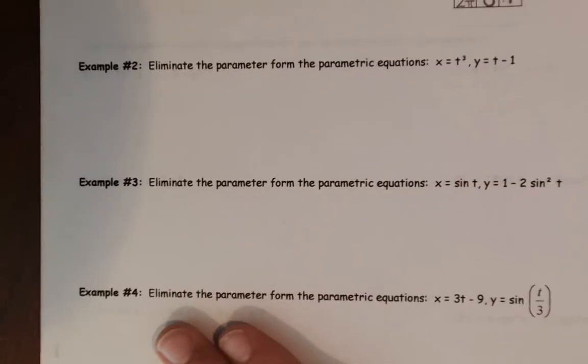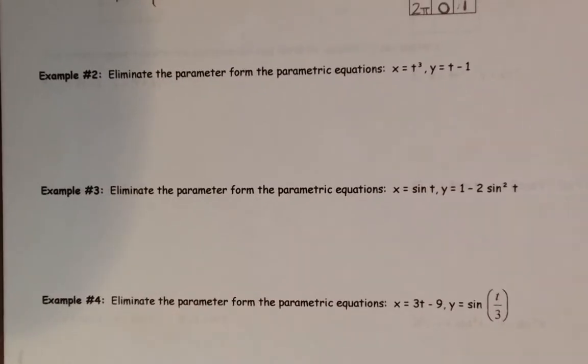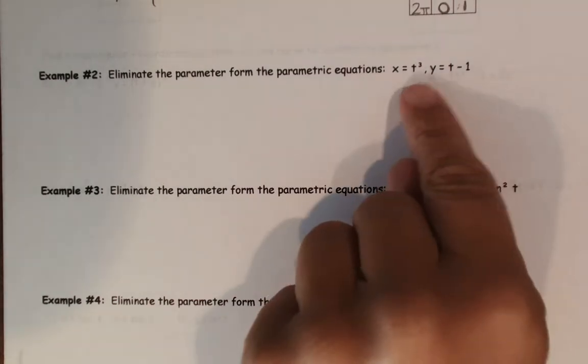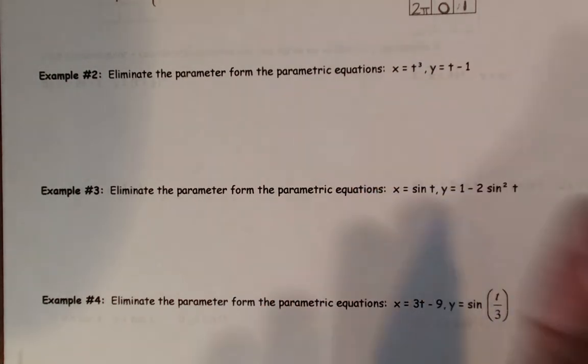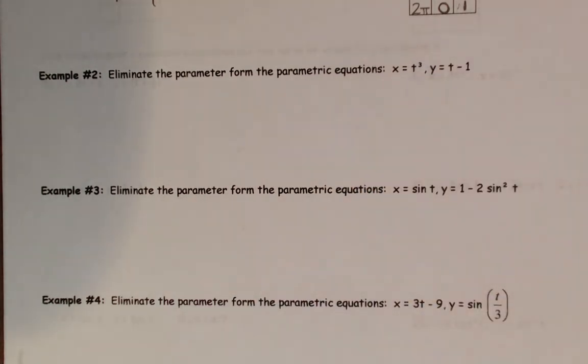Okay, let's see if we could look at example 2. It says eliminate the parameter from the parametric equation. So, is there a way to eliminate this parameter so we don't have three variables? Okay, notice we just did this one. If we're trying to eliminate the parameter, we're trying to get rid of one of the variables. So we're going to try to get rid of t.